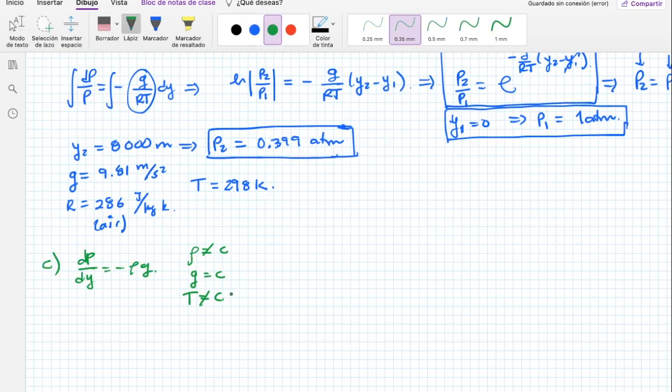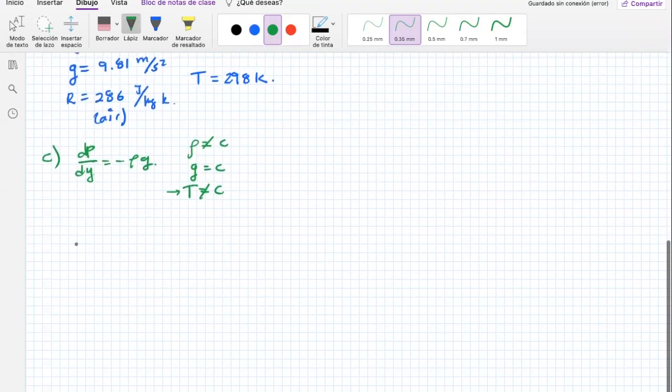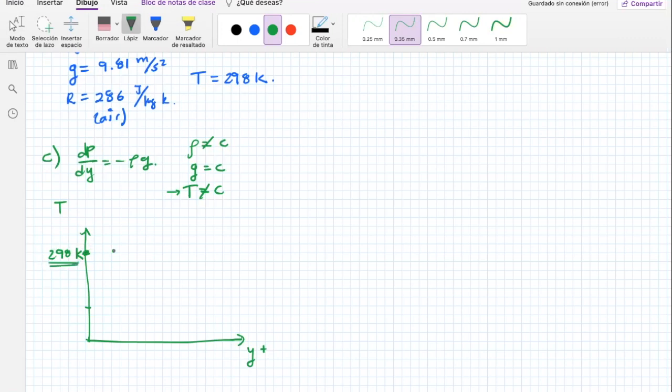In this case, this one is not just one number, it's going to change. So I'm going to take temperature on one axis and altitude on the other, with y positive. When this is 0, at sea level, it's 25 degrees Celsius, 298 Kelvin. But when I go over here, let's say 11,000 meters, which is the limit called the tropopause, or the limit of the troposphere, then you have really cold temperatures.